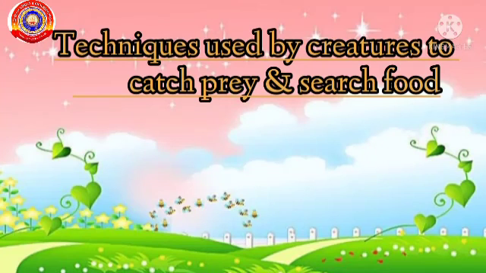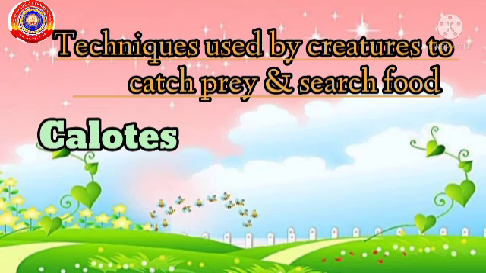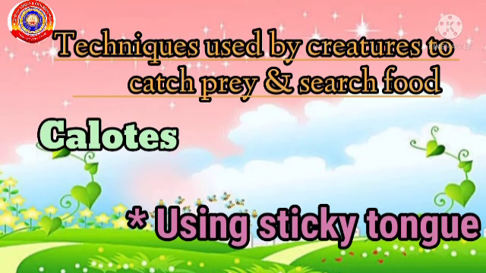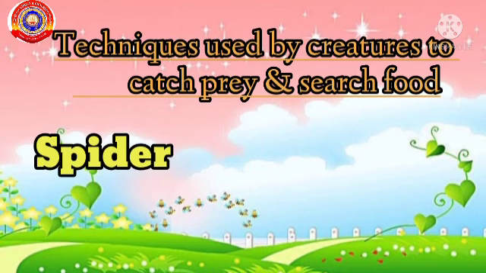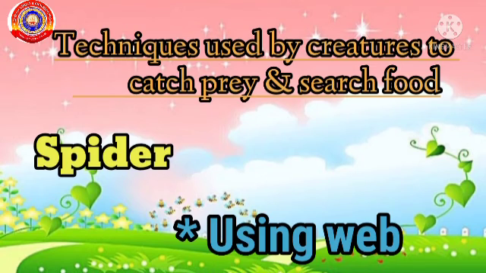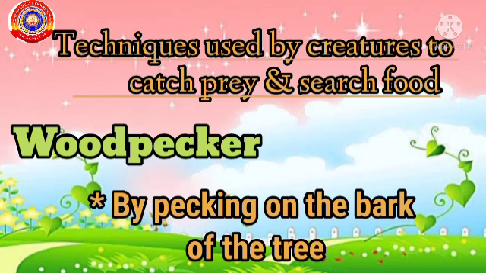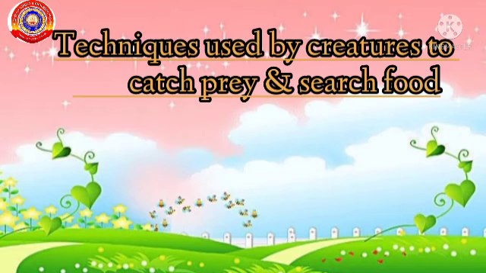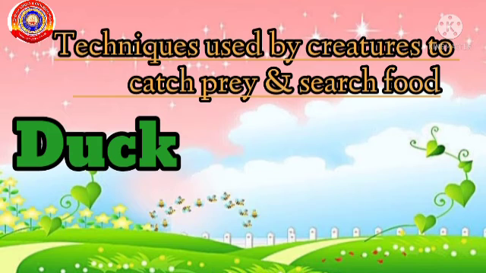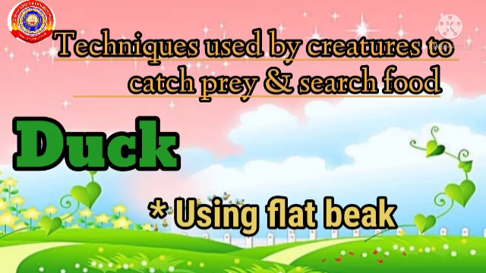Okay, so once more, let's see the various techniques used by the creatures to catch their prey and search their food. How does Calotus catch its prey? Yes, by using its sticky tongue. Then what about the spider? Yes, very good, by using its web. How does woodpecker catch its prey? Yes, by pecking on the bark of the tree. Then how do ducks search their food? Yes, with the help of its flat beak, ducks search their food.